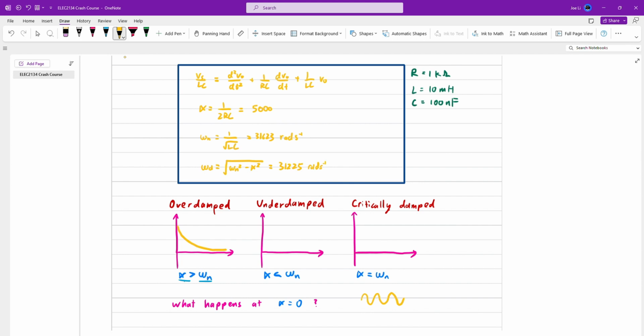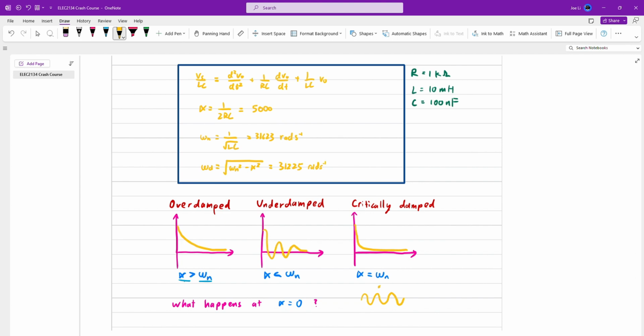Now for underdamped, you don't damp it enough. The damping factor is less than the natural frequency. So if you don't damp it enough, it still oscillates, but it's going to get lower and lower. Critically damped means you damp it just enough that the sine wave disappears. It doesn't oscillate anymore, so you get a really flat curve here.